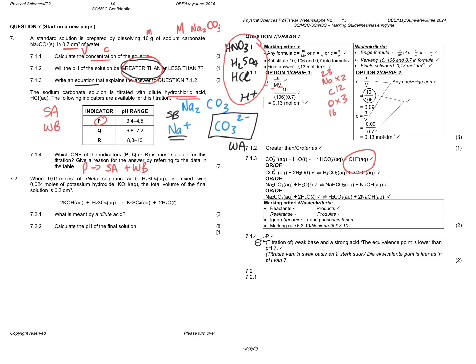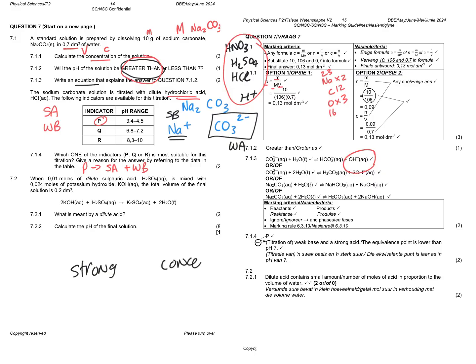Then, the last little bit for this one, before we do the 8-mark stoichiometry one, is the definition. There's always a definition, just about, in every question. A dilute acid is an acid that contains a small amount of acid in proportion to the volume of water, and that's 2 marks or nothing. There's a difference between strong and concentrated. So you get strong and you get concentrated, and you get weak and you get dilute.